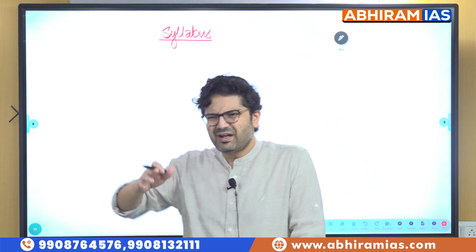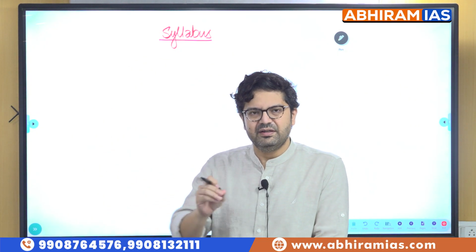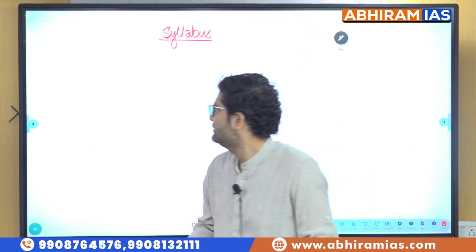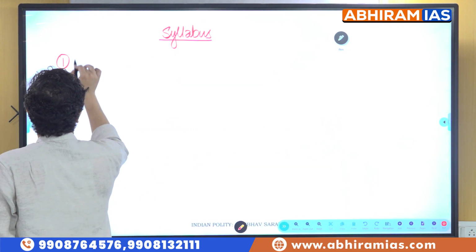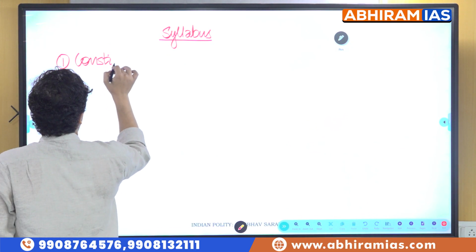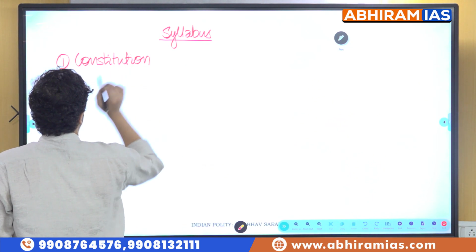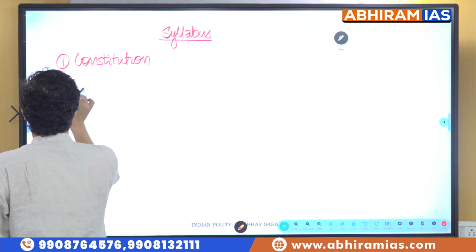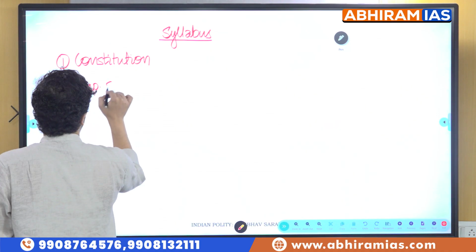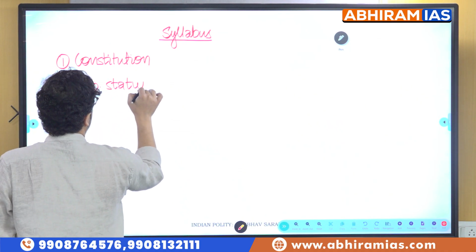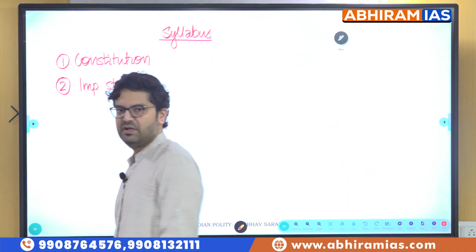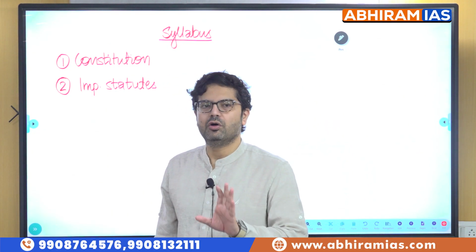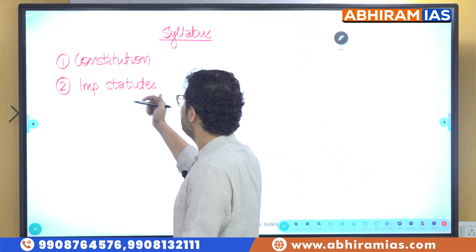So just to collect all these things that we saw in the syllabus, there are 5 basic components in the polity and constitution syllabus. The first one is knowing the constitution. This is what we need to study. Number 1. Number 2 is important statutes. What is meant by statute? S-T-A-T-U-T-E, statute. Statute simply means law. I could have written here important laws.